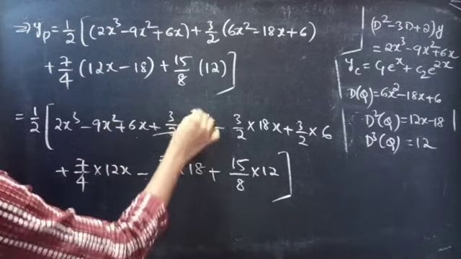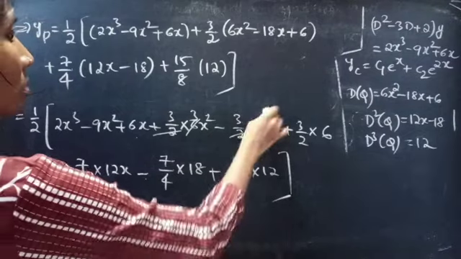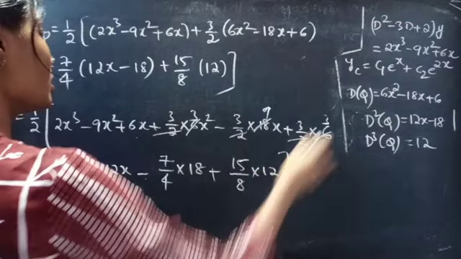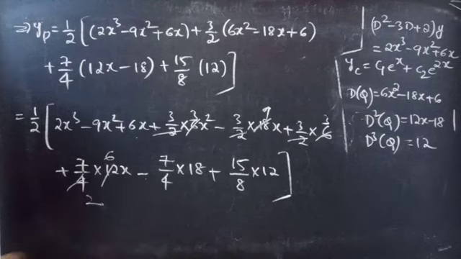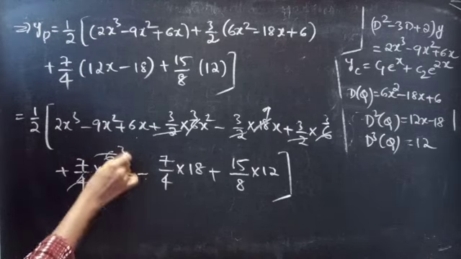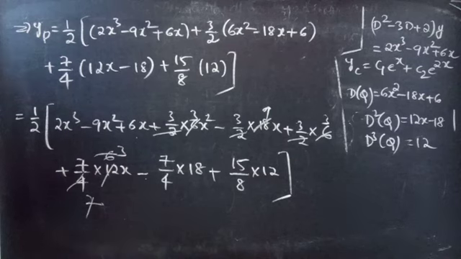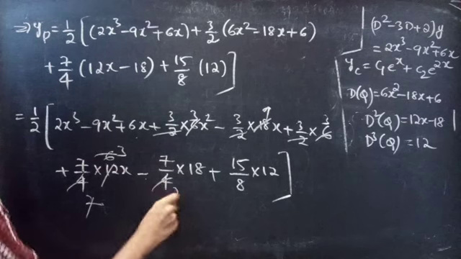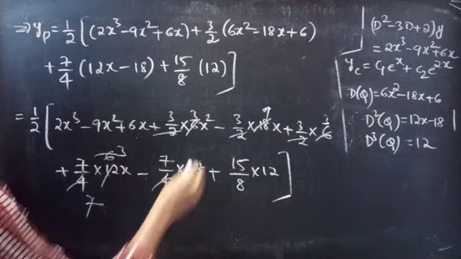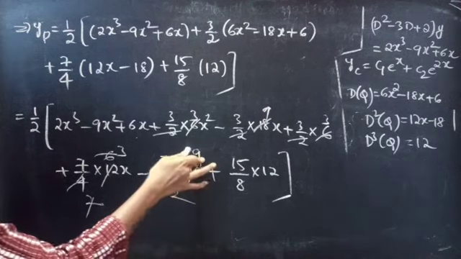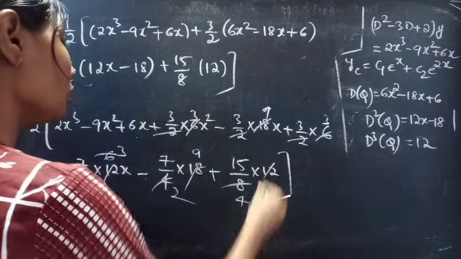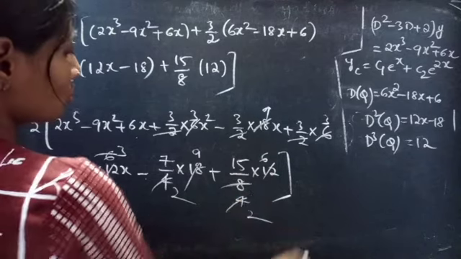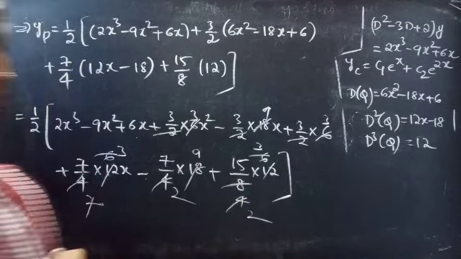2 3s are 6, 2 9s are 18, 2 3s are 6, 2 2s are 4, 2 6s are 12, right? 4 3s are 12, 2 9s are 18, 2 4s are 8, 2 6s are 12, 2 2s are 4, 2 3s are 6.